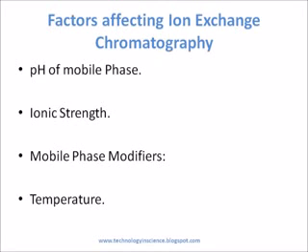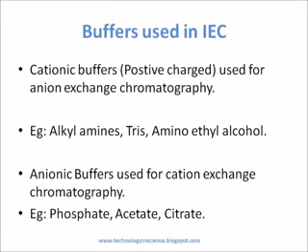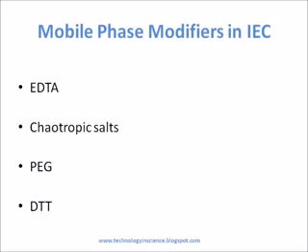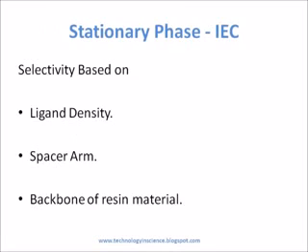Buffers used in ion exchange chromatography. Cationic buffers are used for anion exchange chromatography. Example: alkylamines, Tris, amino ethyl alcohol. Anionic buffers are used for cation exchange chromatography. Example: phosphate, acetate, citrate. Mobile phase modifiers: EDTA used for chelation, chaotropic salts and urea for solubilization, PEG used for enhanced selectivity, DTT used to prevent oxidation.